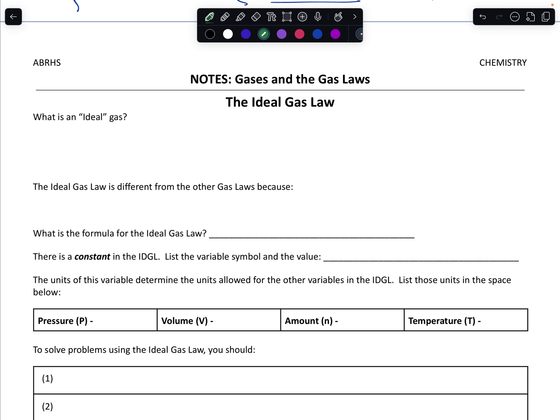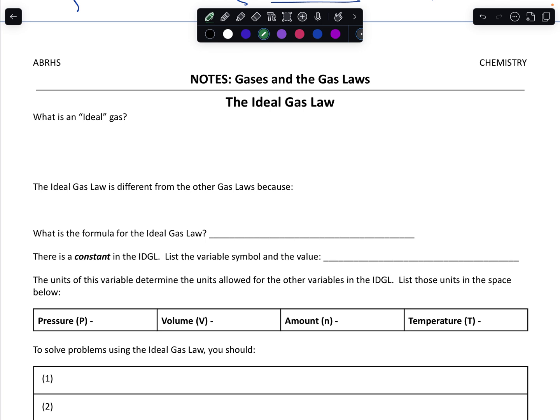This particular screencast is going to focus on the ideal gas law and do a couple practice problems with that particular gas law. If you are looking for practice problems or notes that deal with the other gas laws, like Boyle's, Charles's, Gay-Lussac's, Dalton's, those are in the second screencast. So please go check that one out if that's what you're looking for.